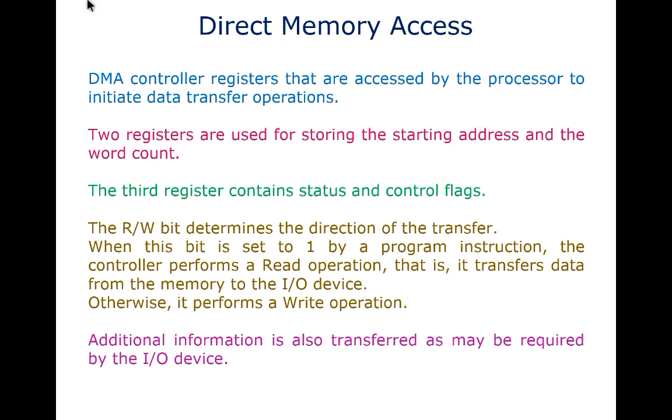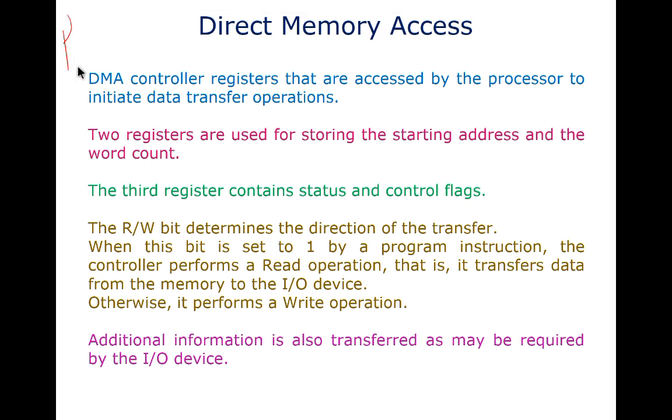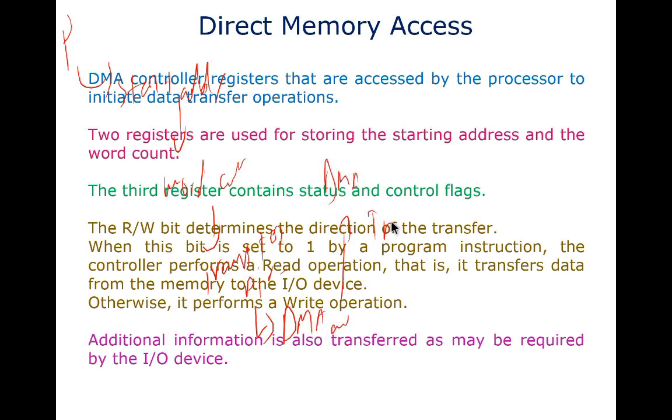How does it do this independently? The first thing is the processor provides the starting address, the word count, and next the transfer direction to the DMA controller, and then the DMA transfer starts. So these are the things involved in how the DMA transfer gets initiated.